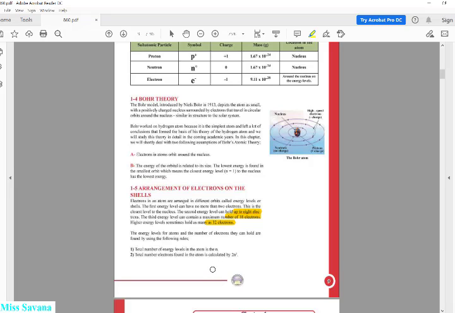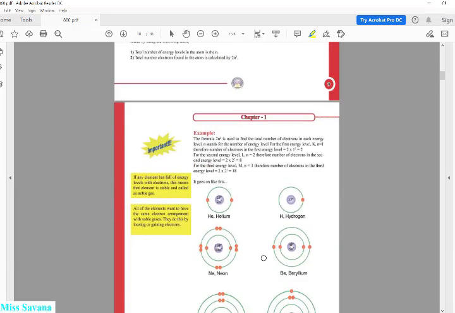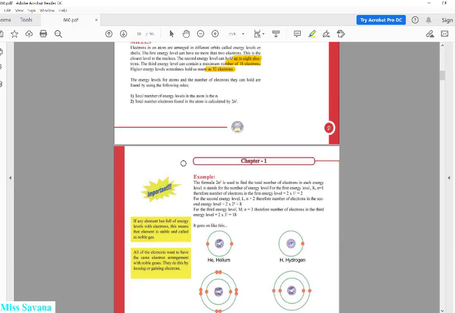We can actually calculate how many electrons each shell has by this equation. The total number of energy levels in the atom is n. The total number of electrons found in the atom is calculated by 2n to the power of 2, n مرفوع على 2. Just for example, we're going to take this one. The formula 2n to the power 2 is used to find the total number of electrons. استعملها حتى ألاقي عدد الإلكترونات in each level من خلال كل energy level كل مستوى طاقة.